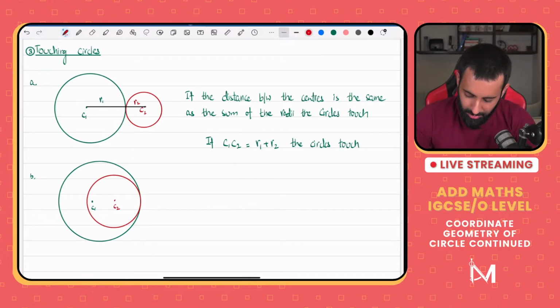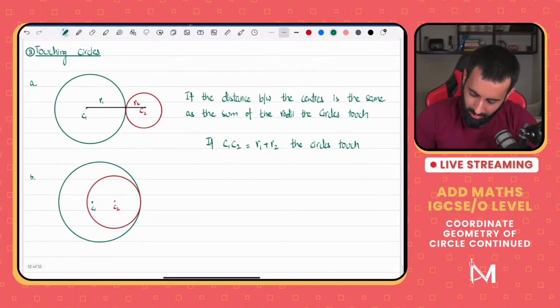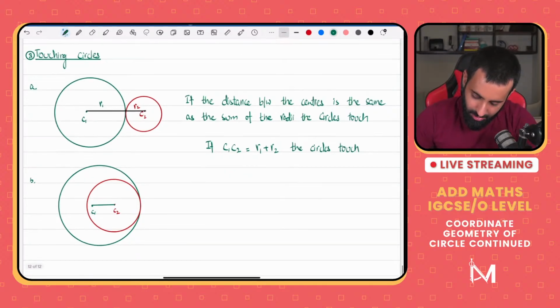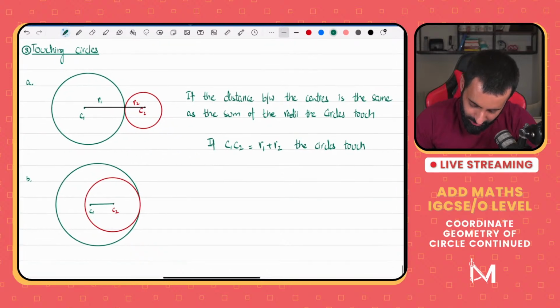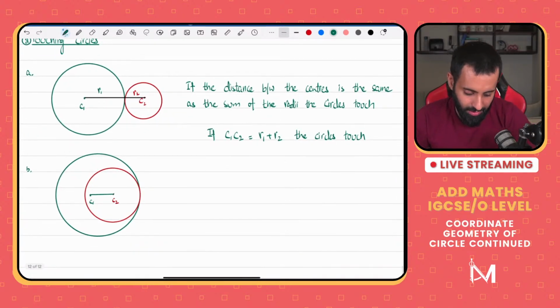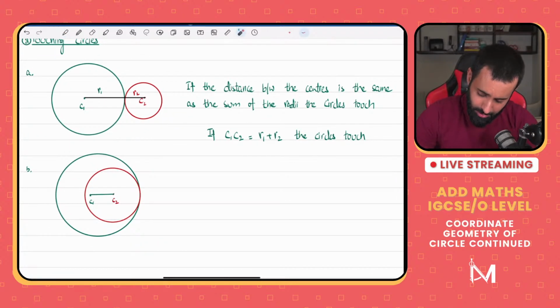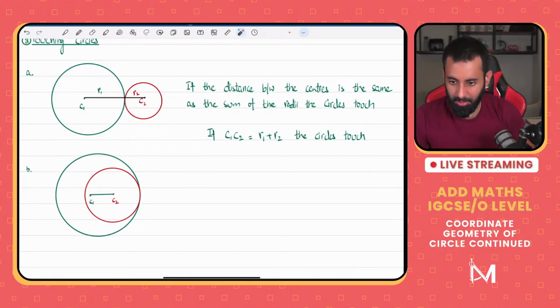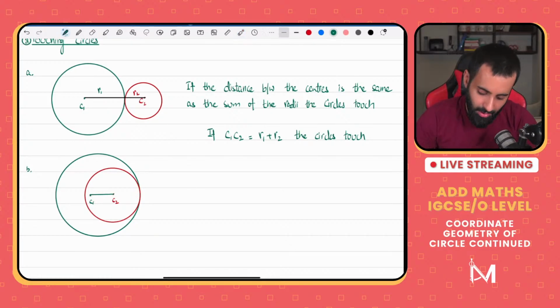Now, what's the story here? The story is this: if the distance between the two centers is equal to the difference of the radii. How so? Here's how. This, as you can see, is R1. This is R2. Taking the difference will give us the distance between the two centers. So let's write this down.